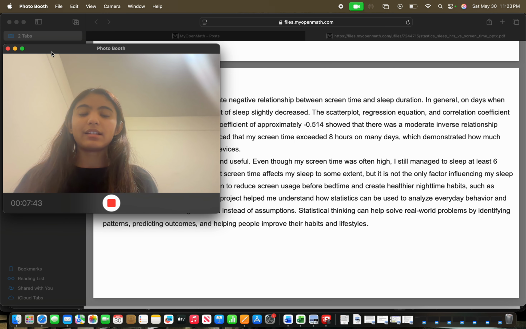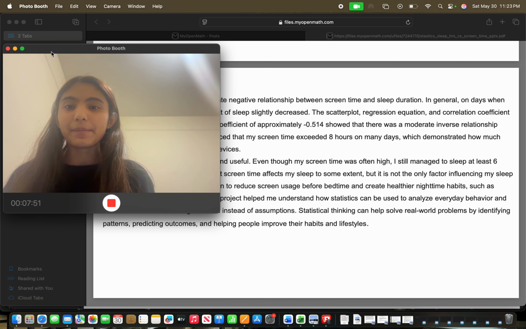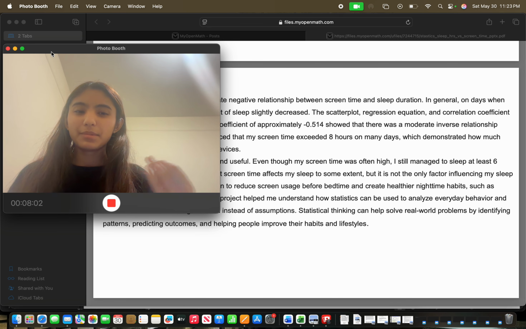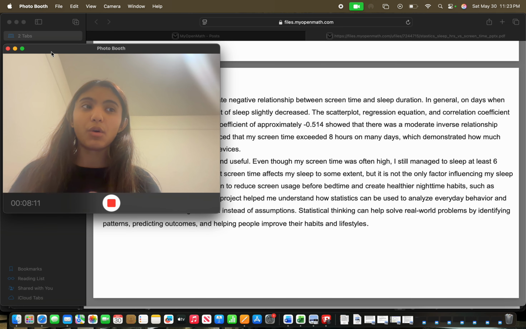Statistical thinking can help solve real world problems by identifying patterns, predicting outcomes, and helping people improve their habits and lifestyles. So I found that screen time does affect my sleep, but somehow on those days I was on a prescription, so maybe the medicine also affected my sleep hours.